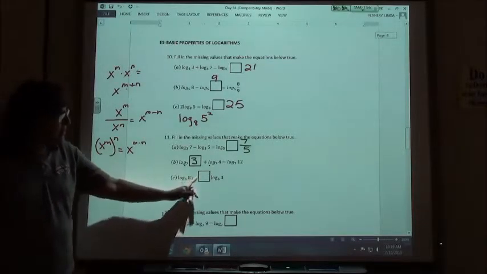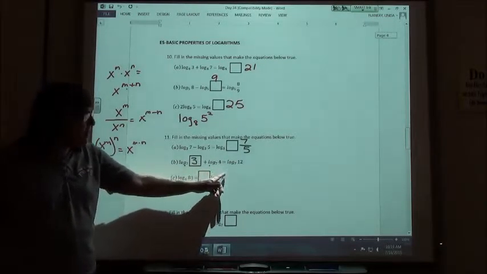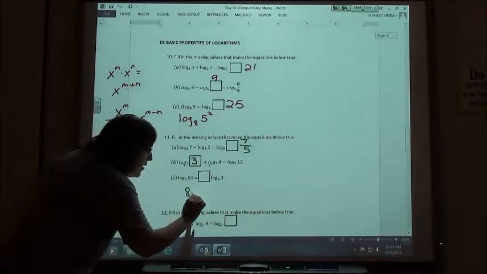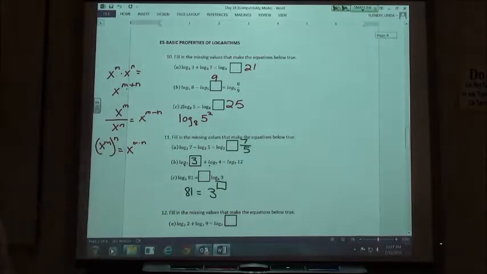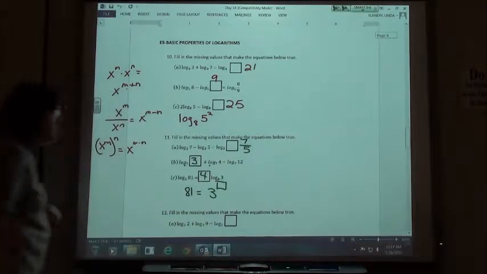Now in this one, I'm missing the number in front, so I'm thinking about that being this exponent. The 81 has to equal 3 to what power? What power would that be? 7? No. Fourth power, right? 3 to the first is 3, 3 to the second is 9, then I have 27, and then 27 times 3 is 81. So that would be a 4, because 3 to the fourth power is 81.